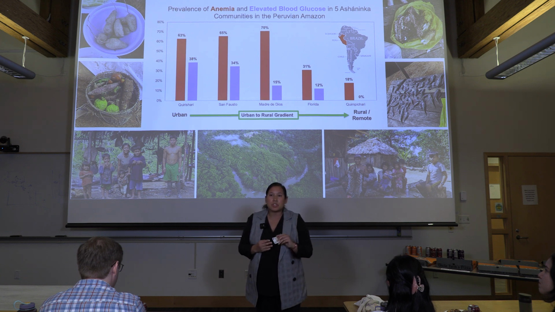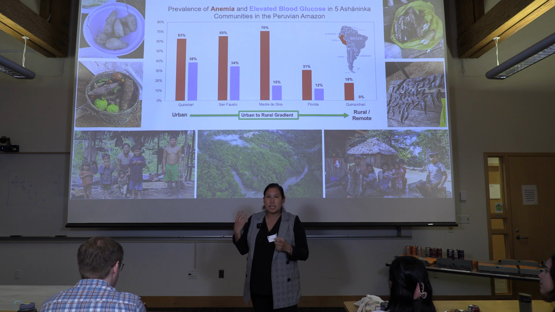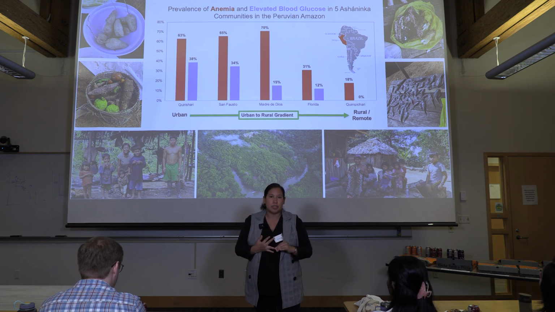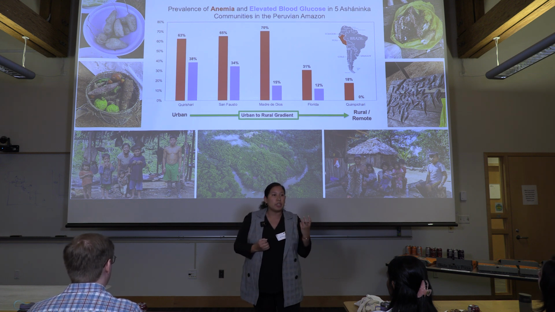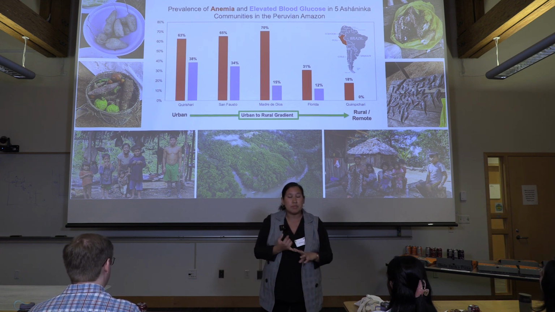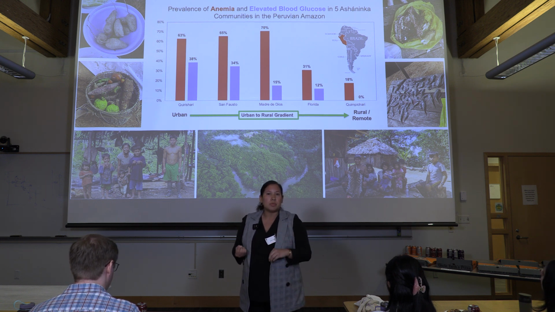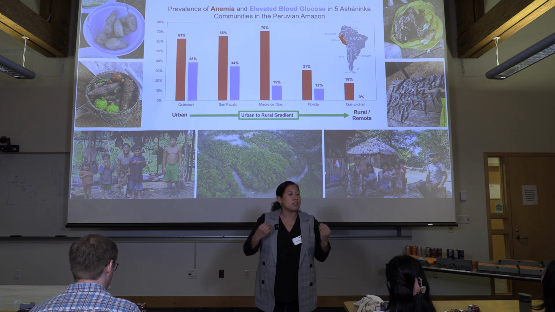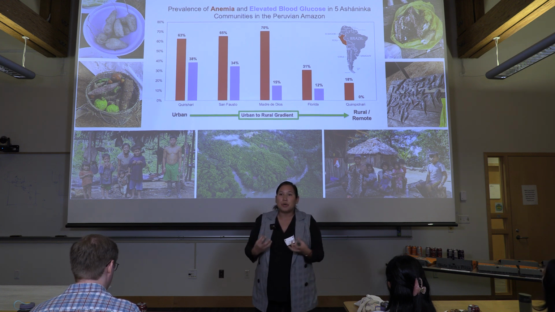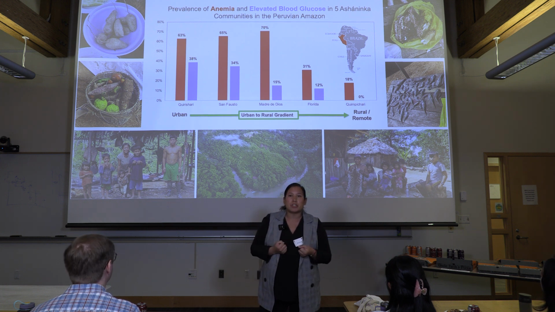But what is perhaps most striking about all of this is the impact that all of this has had on health. As we can see in the graph above, in the 5 communities that were sampled for anemia and elevated blood glucose, which could be an indicator of diabetes, we see that the more remote communities have fewer cases of both anemia and elevated blood glucose, while the more urbanized communities have increased cases of both of these conditions. So this shows us that these different food systems have a real and notable impact on the health of these communities.